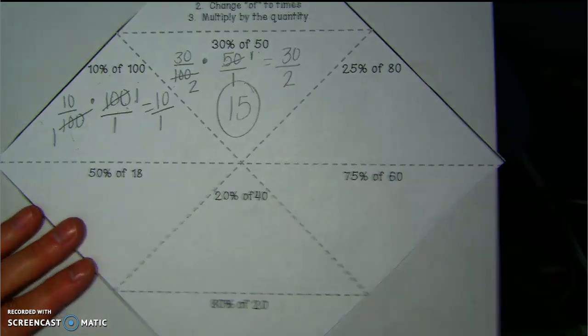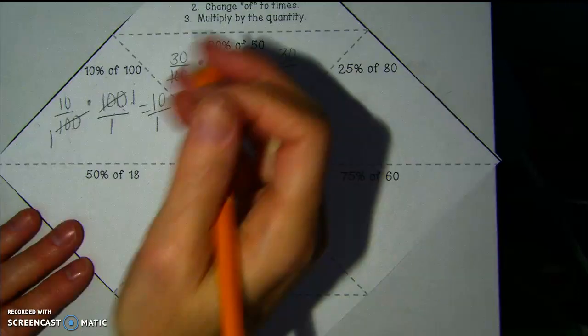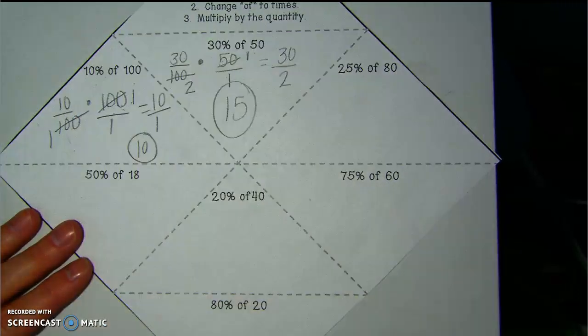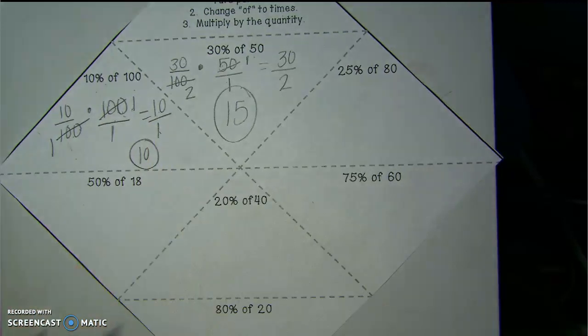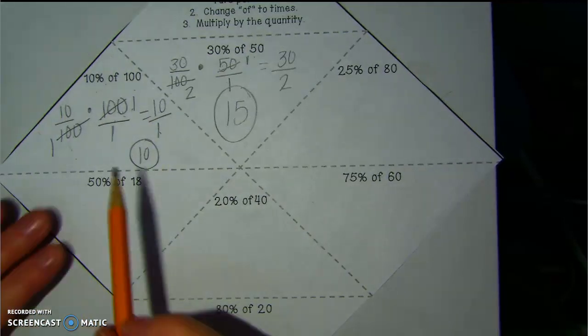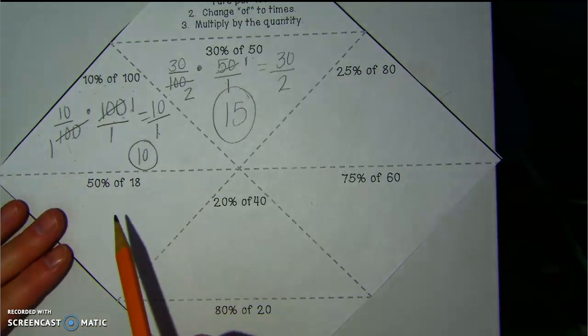Now, can I leave this as 10 over 1? No. What is my final answer if I have anything over a 1? Just 10. Very good. So this is my answer. Anytime you have 1 under it, because 10 divided by 1 is 10, it's the same thing. So if I ask you what is 10% of 100, what would your answer be? 10.